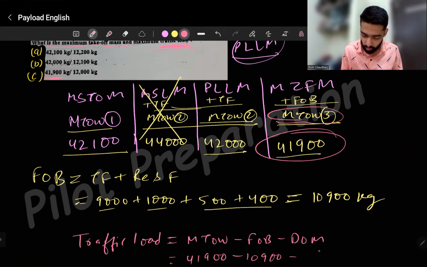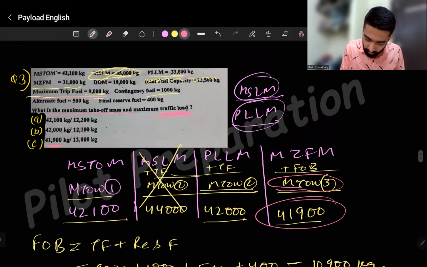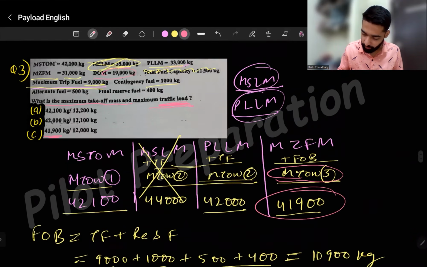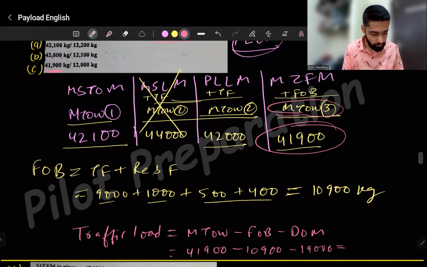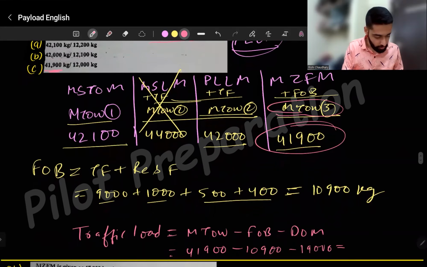How much is DOM? This one. DOM is 19,000. So minus 19,000. So that should be equal to 41,900 minus 10,900 minus 19,000. So this is equal to 12,000 kg, which is my answer here. So the answer is option C.